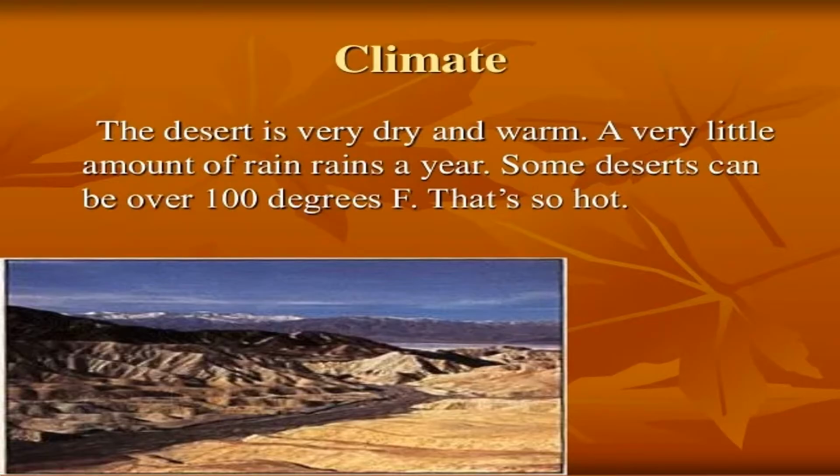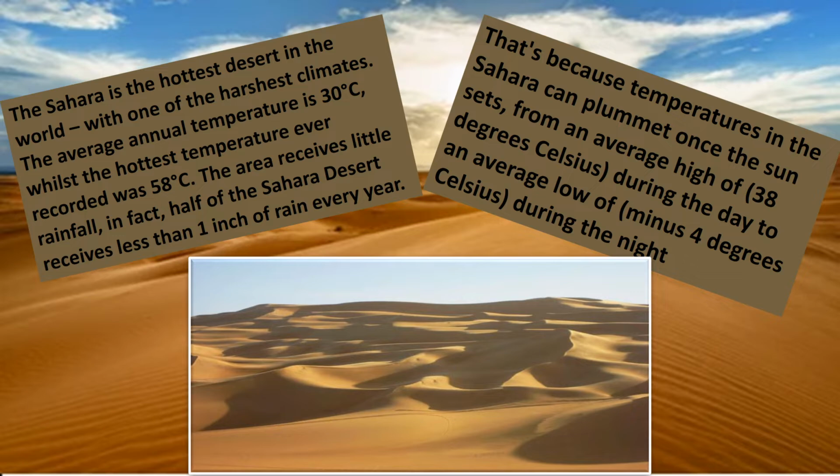Climate of the Sahara Desert. The desert is very dry and warm, with a very little amount of rain a year. Some deserts can be over 100 degrees Fahrenheit, that is so hot. The Sahara is the hottest desert in the world with one of the harshest climates. The average annual temperature is 30 degrees Celsius, while the hottest temperature ever recorded was 58 degrees Celsius.